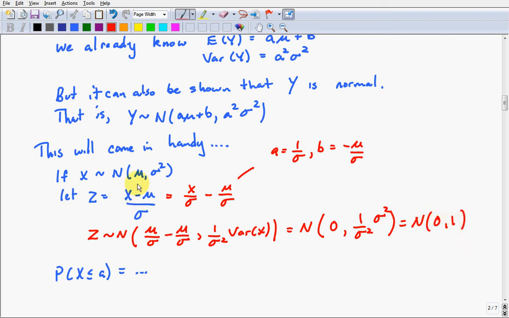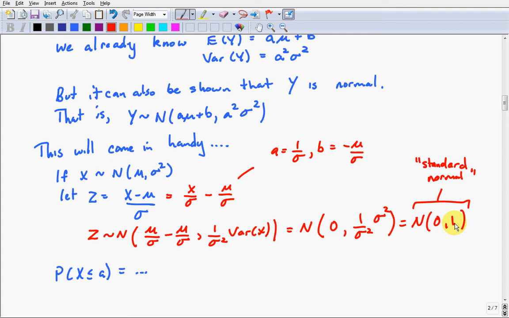So if we create a new random variable by subtracting away the expected value of x and then dividing by the standard deviation of x, we get what's called a standard normal. A normal random variable with expected value 0 and variance 1. So this is called a standard normal, and it's going to come in quite handy in a few minutes. So the expected value of our random variable z is 0 and the variance is 1. Or the standard deviation is 1 too, I guess, because 1 squared is 1.